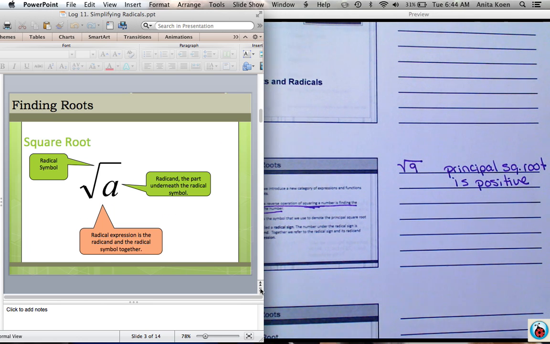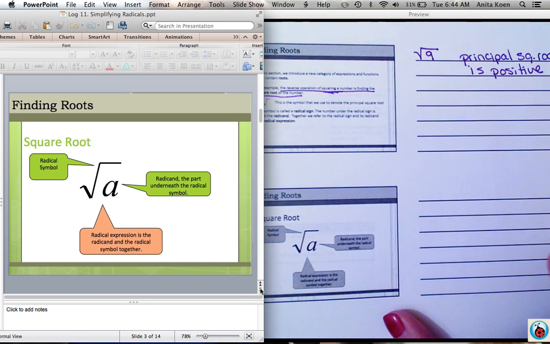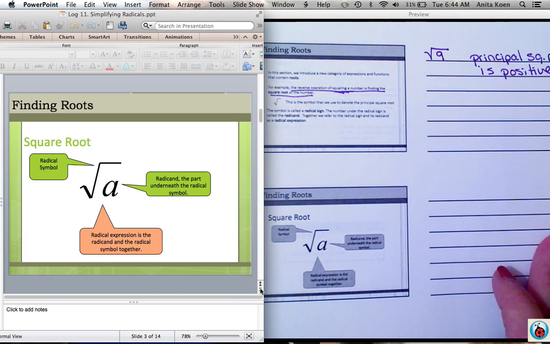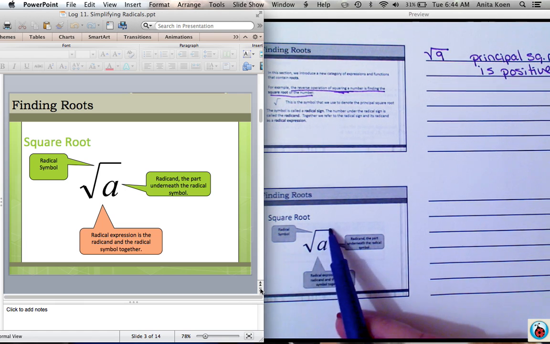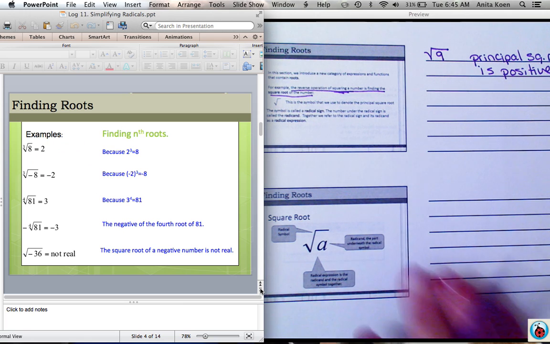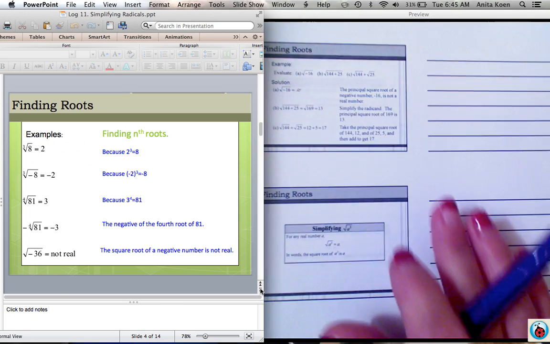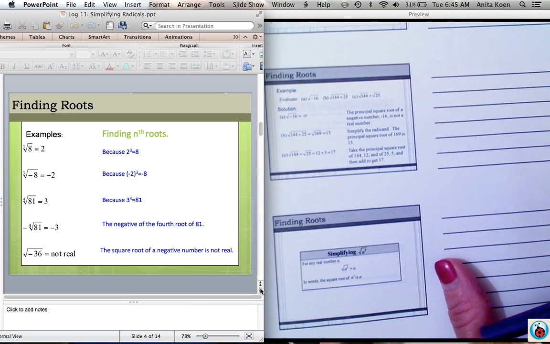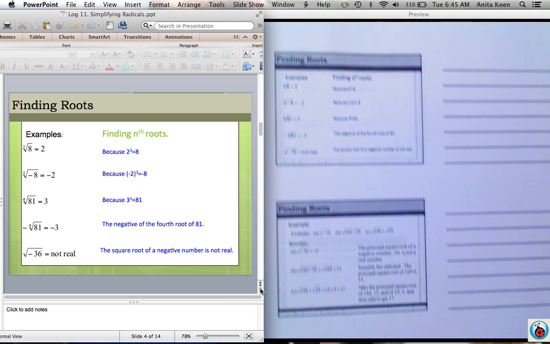Okay, here is what we're looking at. Let's move this just a little bit. Okay, the square root looks like this. The radical symbol is this little house type symbol. The radicand is the part underneath the radical symbol, and together they're called the radical expression. Now, we're going to look at some radicals and try to make some sense of what they mean.